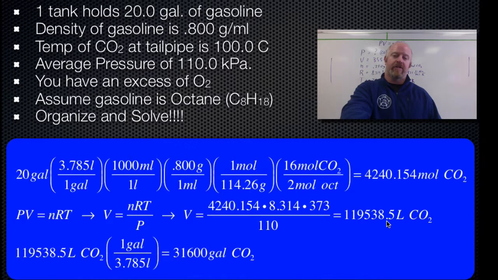We're still in liters. The question did ask for gallons, so let's convert that over. Take this 119,538.5 liters of carbon dioxide, convert from liters back to gallons, and there is your gigantic correct answer. And yes, that is a realistic answer. Every time you burn a gallon of gasoline in your car, you're putting 31,000 gallons of carbon dioxide into our atmosphere.